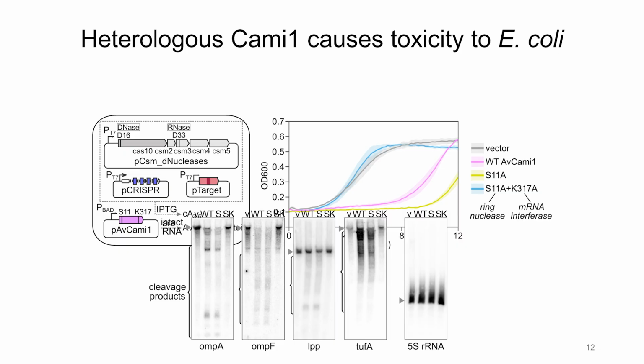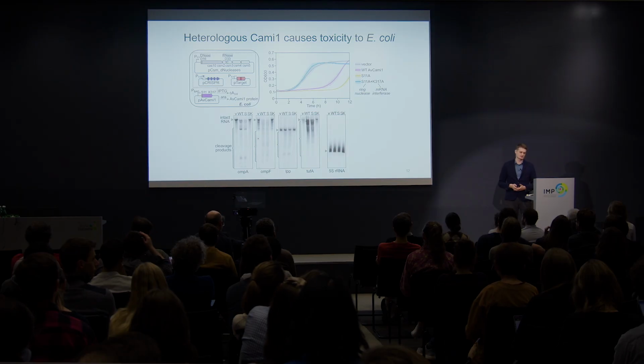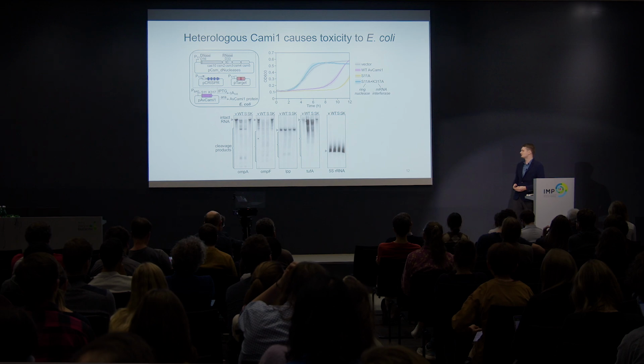Together, all this data shows that CAMI1 proteins are able to be toxic or to provide defense in other species, mostly because of the conservation of the translation machinery. It could also explain their spread among bacteria.